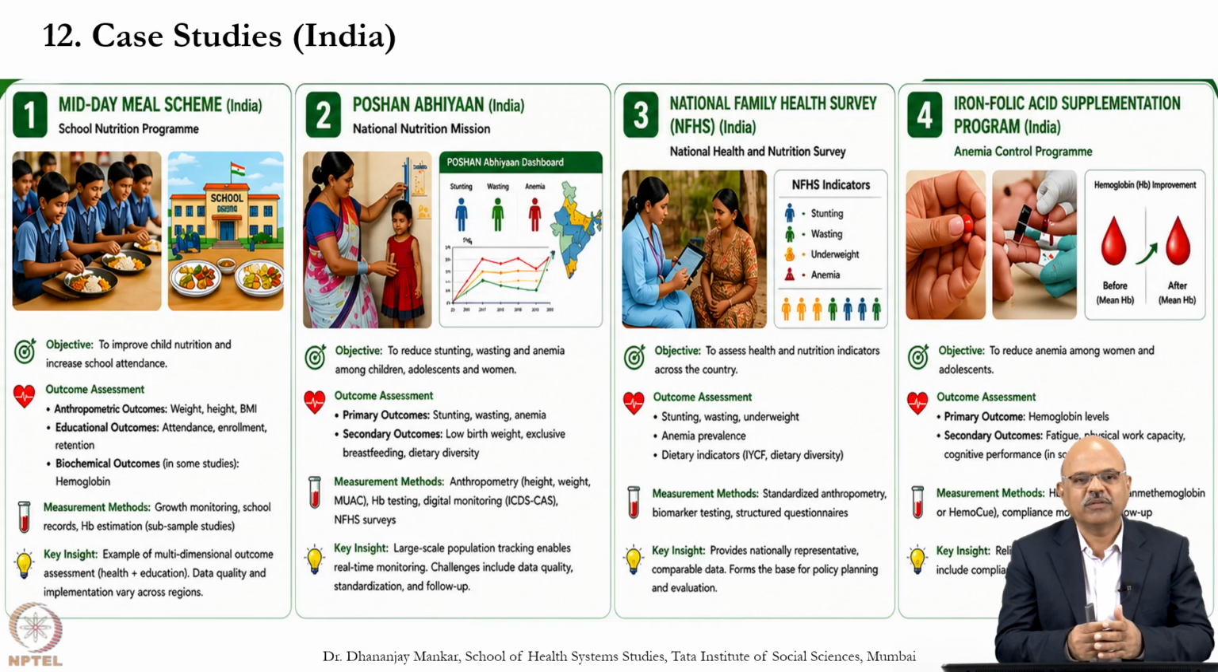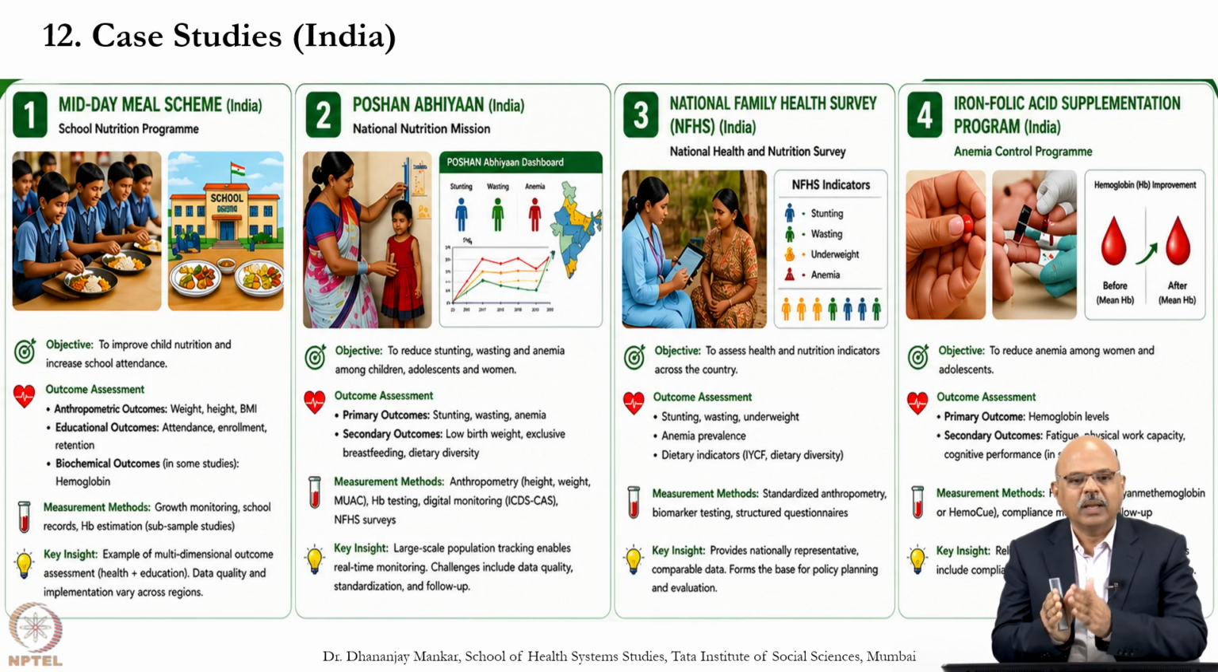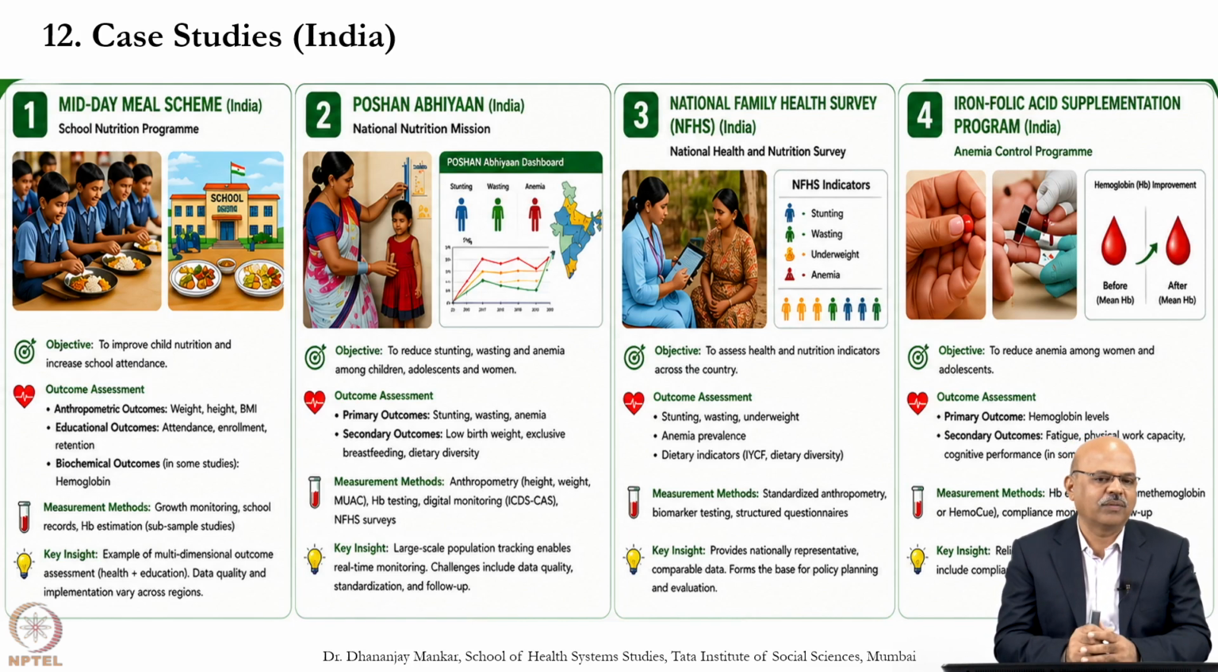Poshan Abhiyan is a national nutrition mission, with the Poshan Abhiyan dashboard aiming to reduce stunting, wasting and anemia among children, adolescents and women, pointing towards the nutrition mission as an outcome assessment. Primary outcomes are stunting, wasting, anemia. Secondary outcomes are low birth weight, exclusive breastfeeding and dietary diversity.